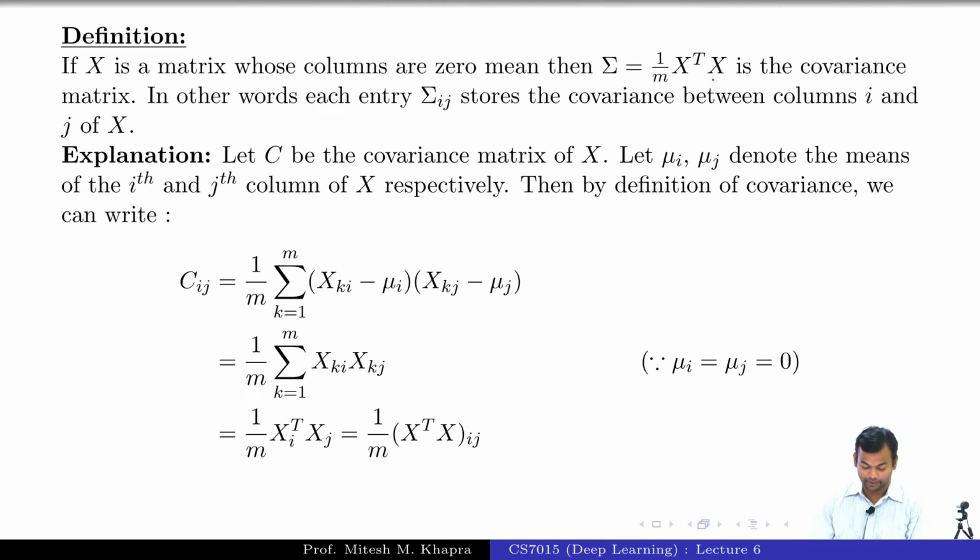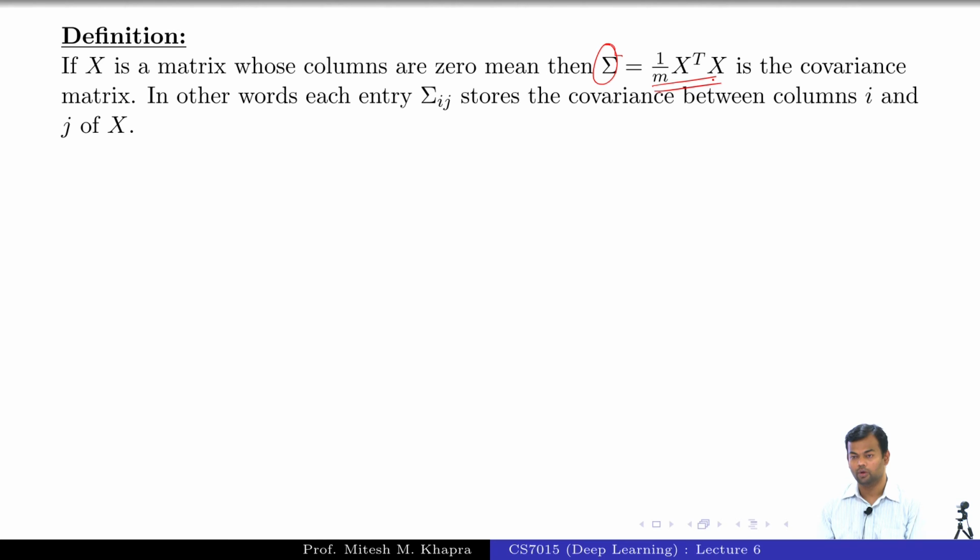So let C be the covariance matrix of X. Now what is a covariance matrix actually? First of all, tell me that. If I say that I have an m cross n matrix X, what is the dimension of the covariance matrix first of all? N cross n. And what does each entry of the covariance matrix capture? The entry ij of the covariance matrix captures the covariance between the ith column and the jth column.